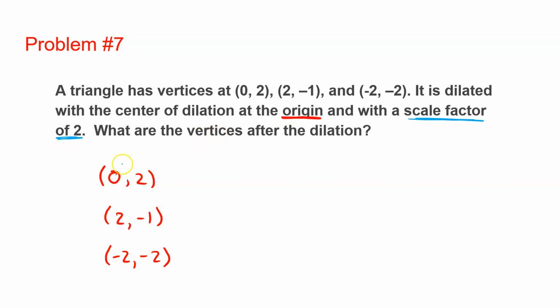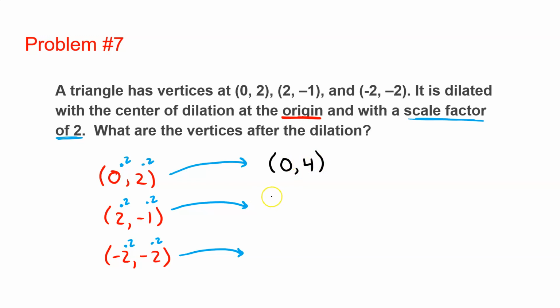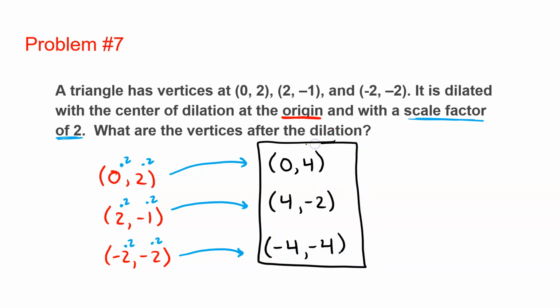When we apply our scale factor, we're just going through and multiplying every x and y value by that scale factor of 2. So what are going to be the new coordinates? Just go through and multiply. For this first one, 0 times 2 is 0, 2 times 2 is 4. For the next one, 2 times 2 is 4, 2 times -1 is -2. And then for the last one, 2 times -2 is -4, and the same thing again, -4. These are your new coordinates for your new vertices.